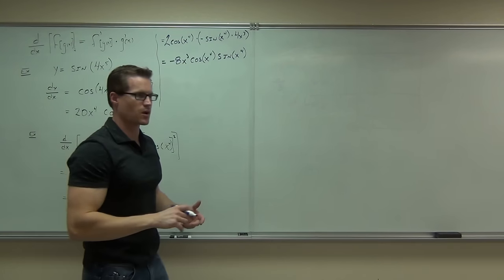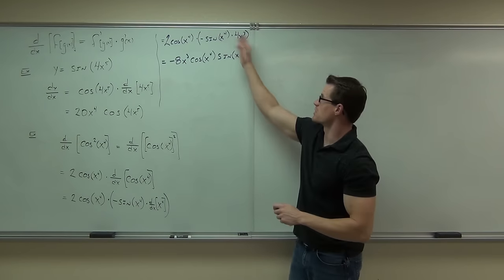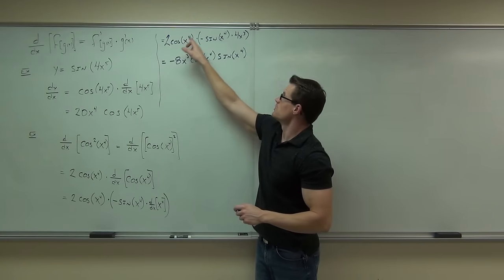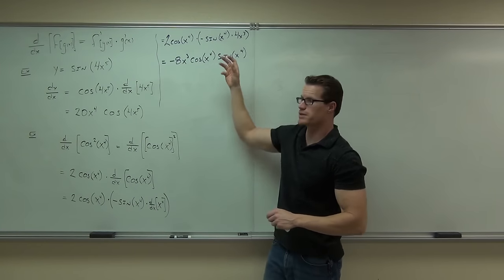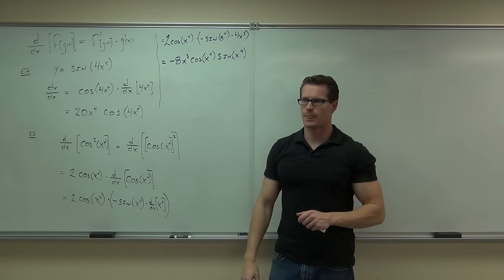And that's how I'd like to see your problem. After this, it's just algebra. It's just putting a couple things together. You have 2 times negative 1 times 4, that's your coefficient, that's negative 8. The x to the 3rd, we typically like to bring that up front.